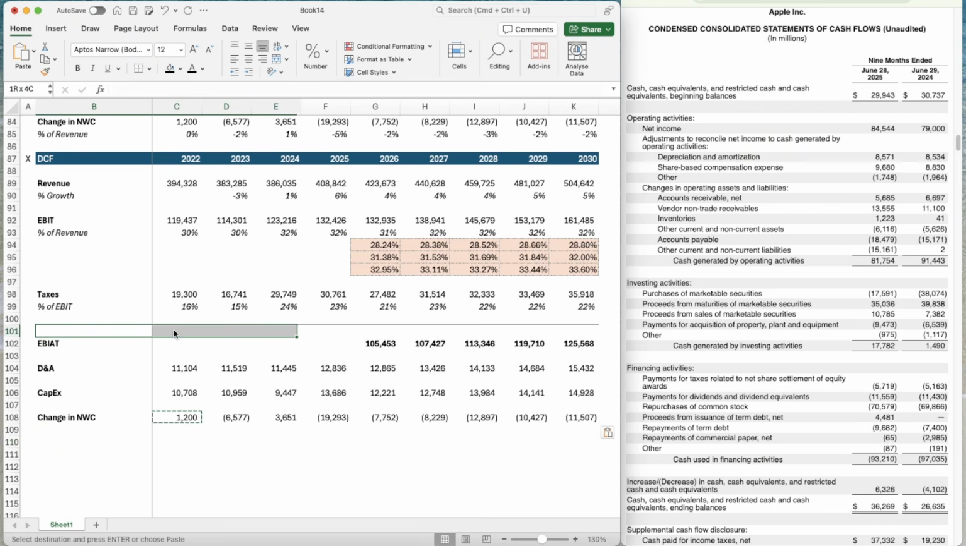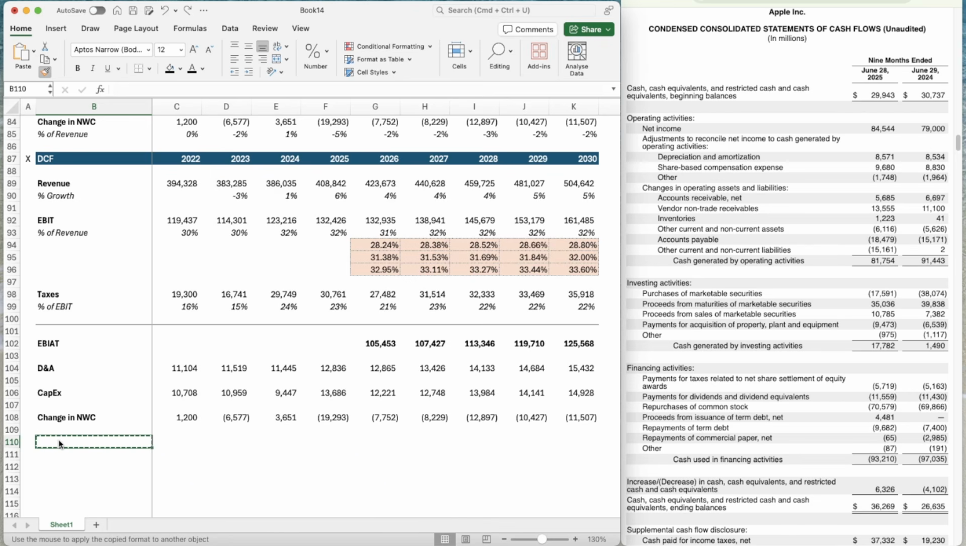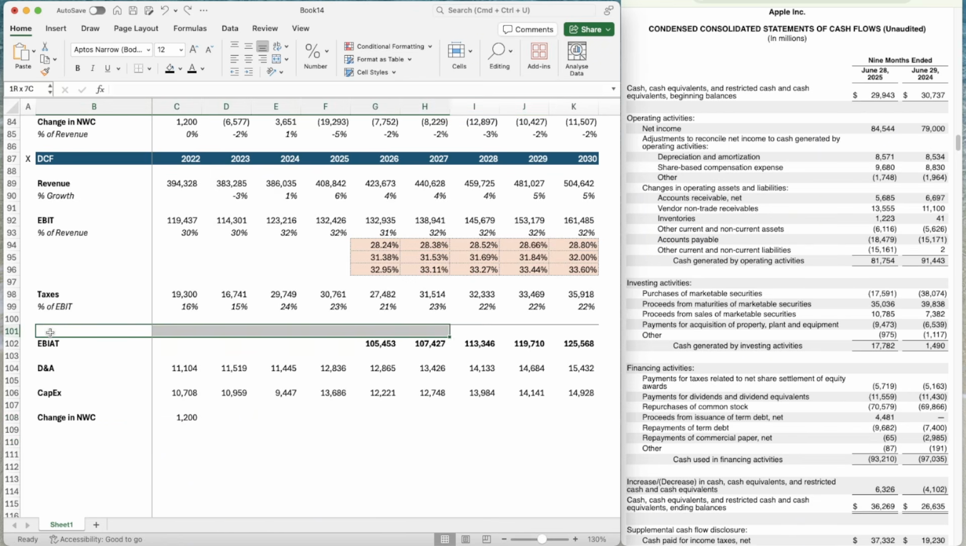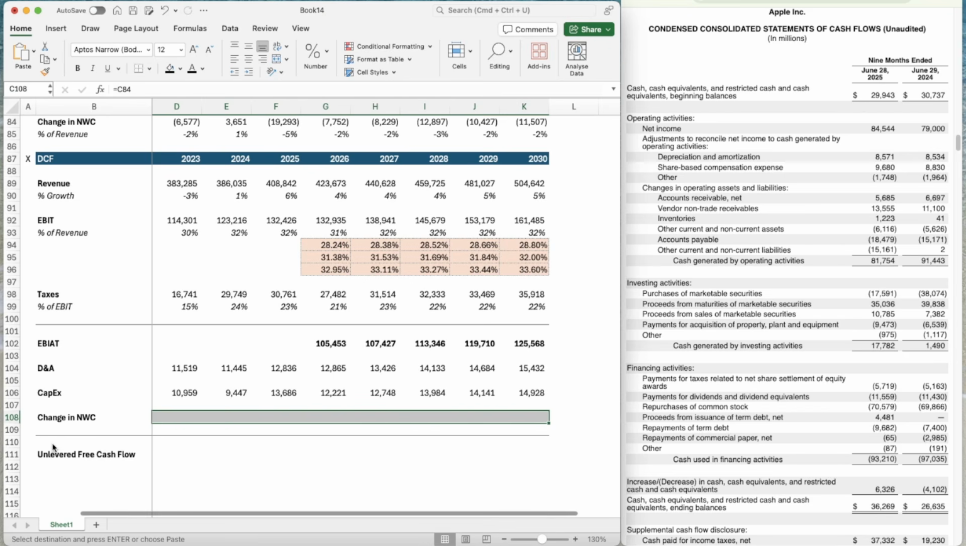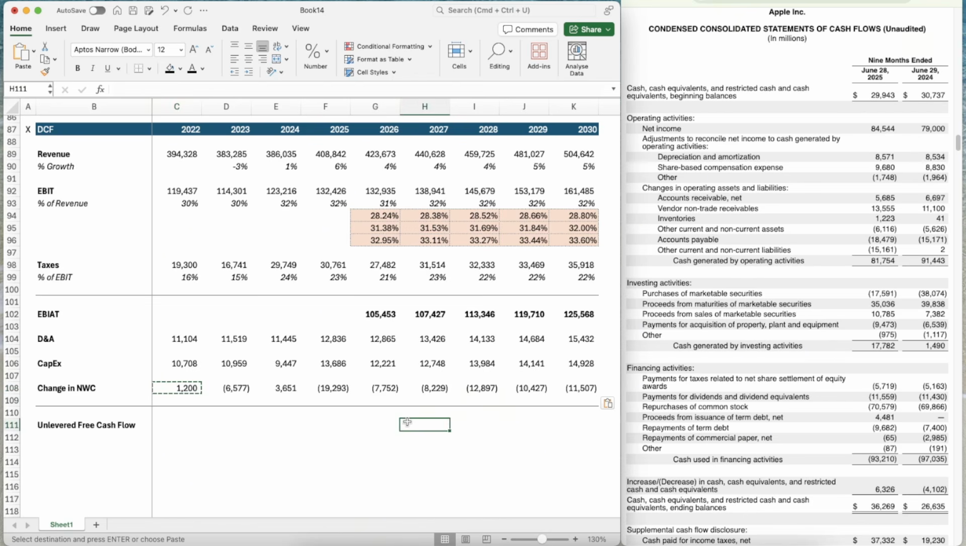Okay, I'm just going to take this formatting. No. Sorry, I was trying to be fast. There we go. Now we want to calculate our unlevered free cash flow. No, this didn't copy. Why didn't it copy? What's wrong with, no, okay. There we have it.